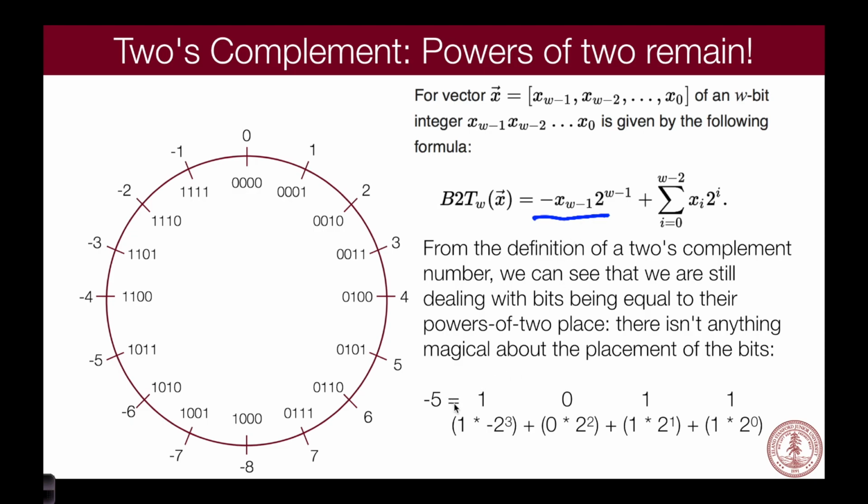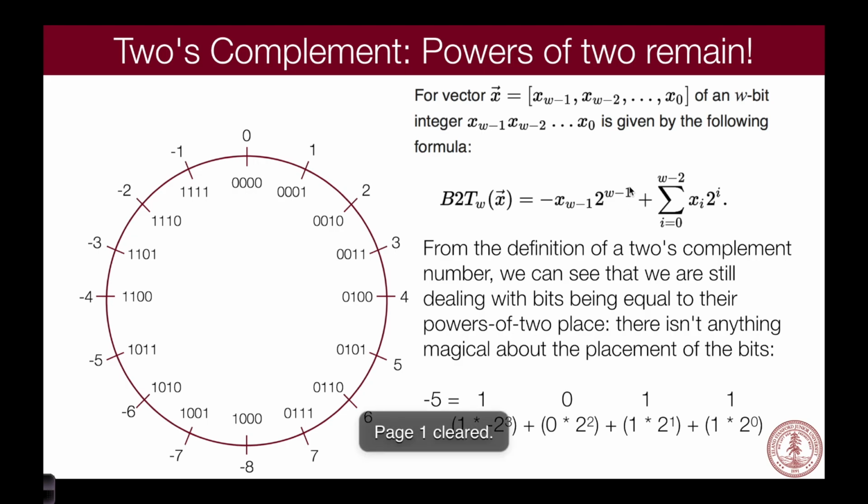Okay? So again, I already did this example before. Negative 5 is 1 times negative 2 to the power of 3, because there's a 1 in that case, plus 0 times 2 to the 2, plus 1 times 2 to the 1, plus 1 times 2 to the 0, and that actually is negative 8 plus 0 plus 2 plus 1, which gives you negative 5. Okay? Just remember that when you're trying to figure out how this actually works. And this is notation from the book, by the way. Okay? They talk about the explicit way of doing this.